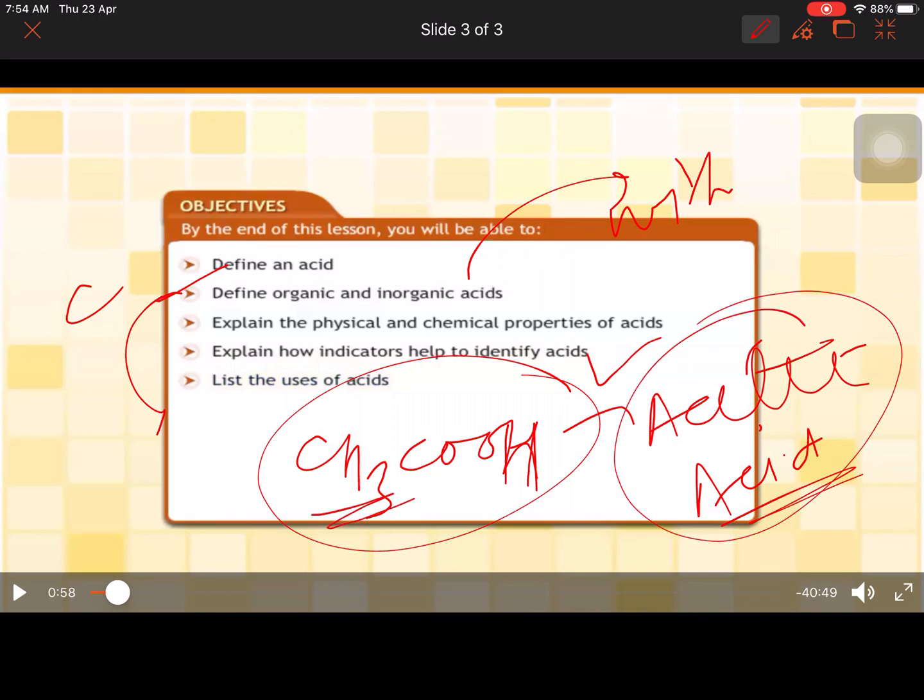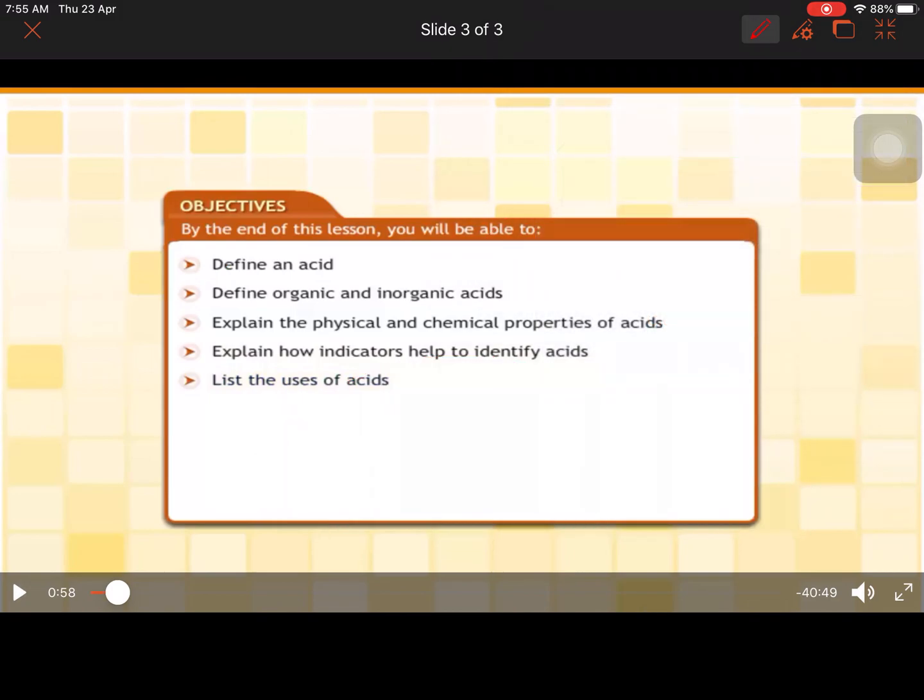The IUPAC name means International Union of Pure and Applied Chemistry. According to this organization, it has to be an international name. It has to be ethanoic acid, right? Then we will discuss it later. How will we name any compound in the international system? Let's stick with the acids and bases.